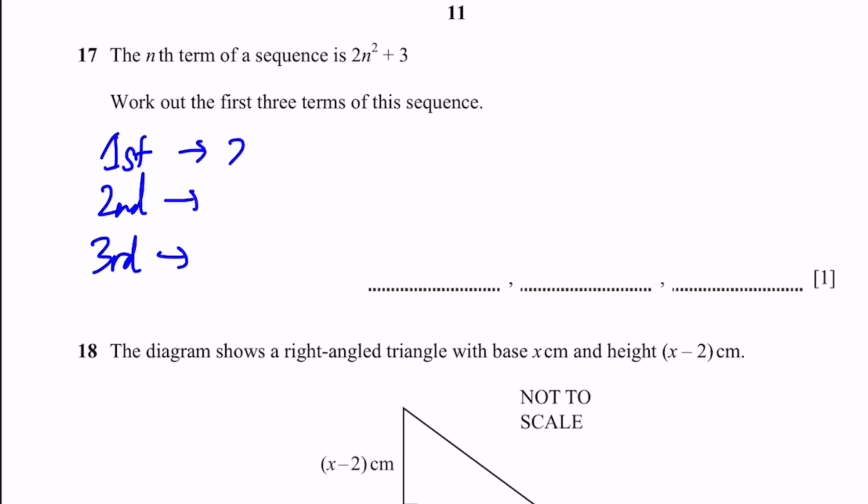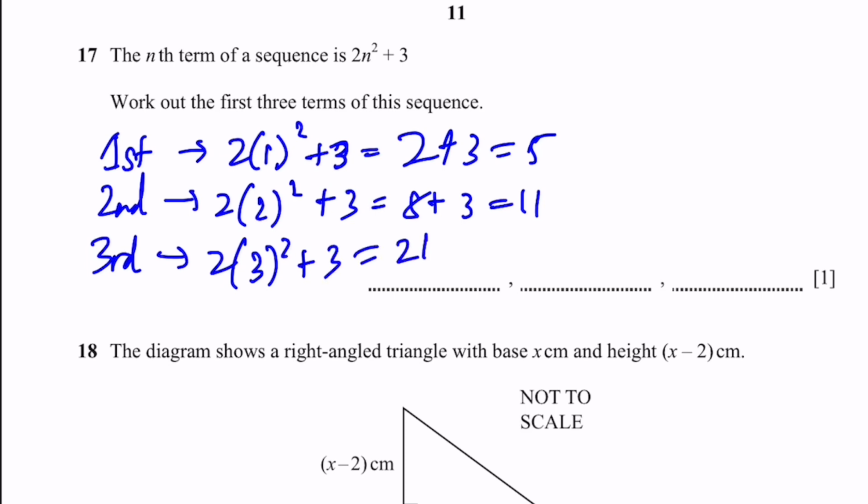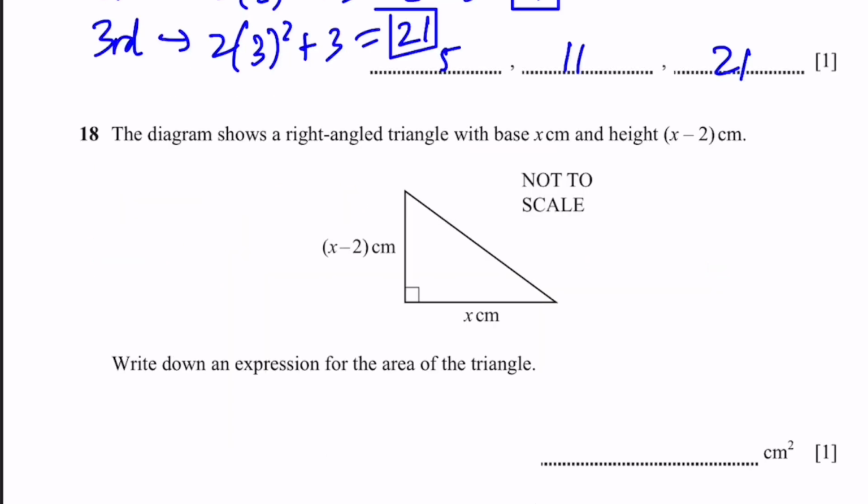For first term, substitute n is equal to 1. And then that'll be equal to 2 into 1 squared plus 3. That's 2 plus 3, 5. Now for second term, substitute n is equal to 2. 8 plus 3, 11. Third term, substitute n is equal to 3. So 2 into 3 squared plus 3, that'll be equal to 21. Now we can just write the first, second, third term in the blanks here, which are these 3 over here. That's the answer.